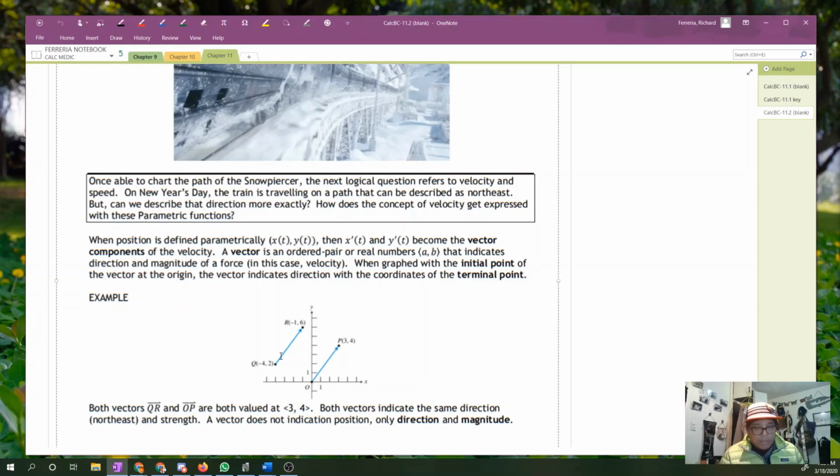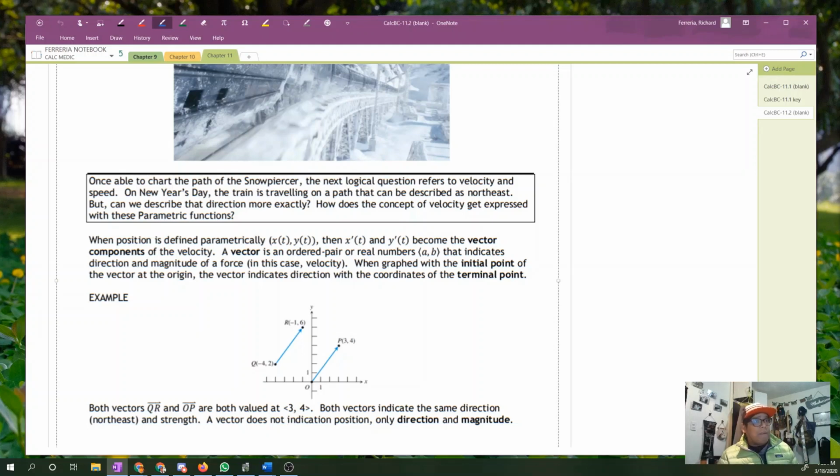equations? So when the position is defined parametrically, x(t) and y(t), then x prime, which is the derivative of x with respect to t, and y prime, also with respect to t, become what we call vector components of the velocity. A vector looks a lot like an ordered pair of numbers, except they have angled brackets instead of rounded brackets, and that indicates that this is a direction and a magnitude of a force and not a location. Okay, a vector is not a location.